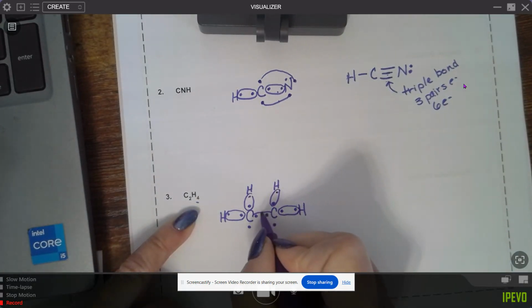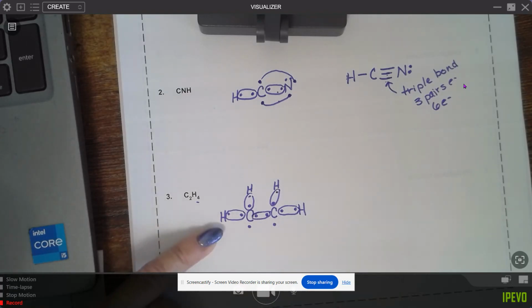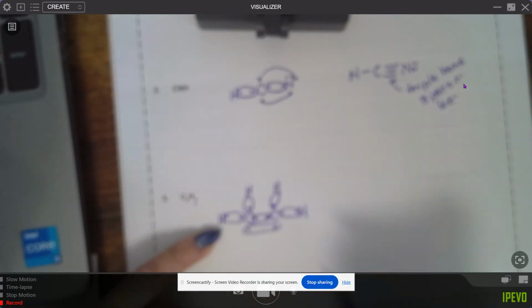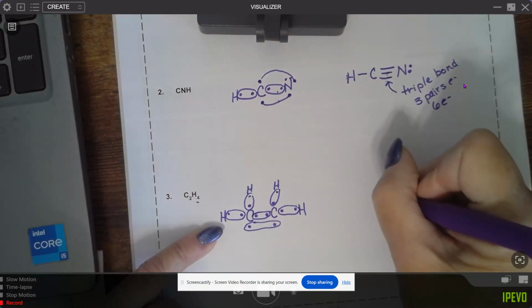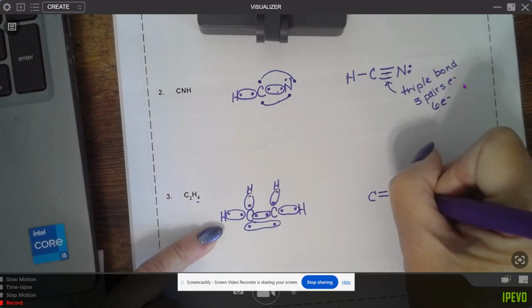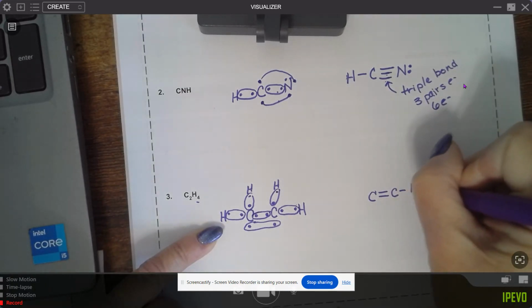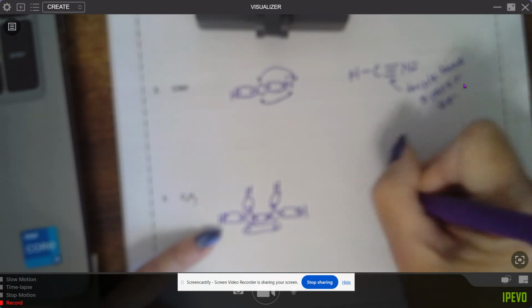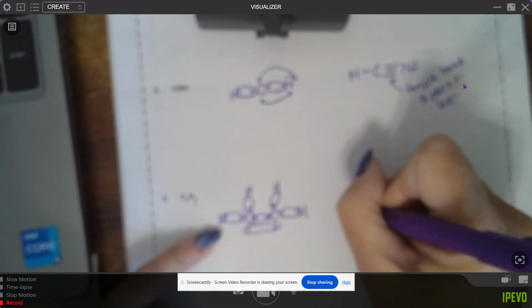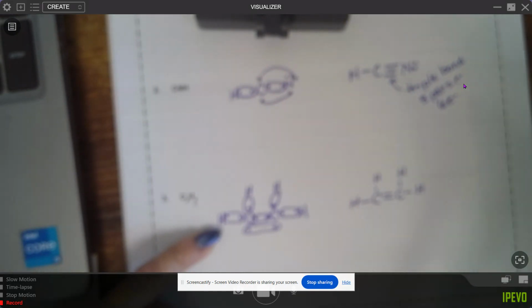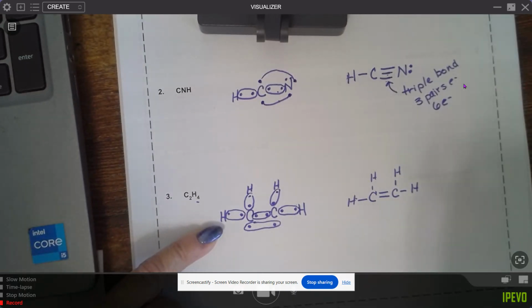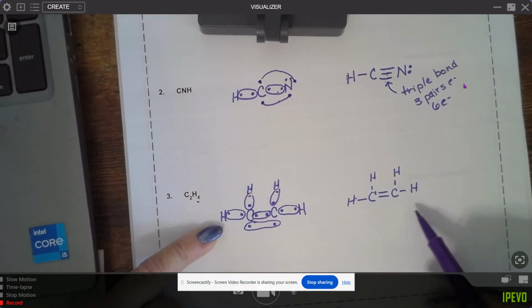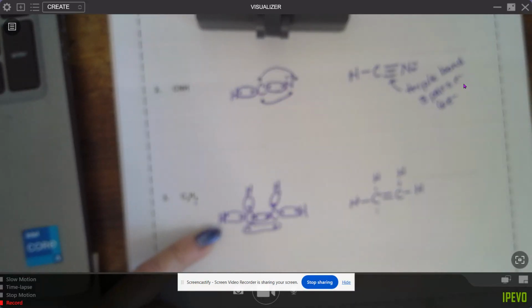Okay, now if we look at our carbons, they're connected with a bond, but then notice that there is a second bond between the carbons. Okay, so if I draw this out, I'm going to show carbon with a double bond. Okay, and then I have hydrogens here, here, here, and here. Okay, and again, if you have these hydrogens, like if you put the hydrogens down here, that would be fine.